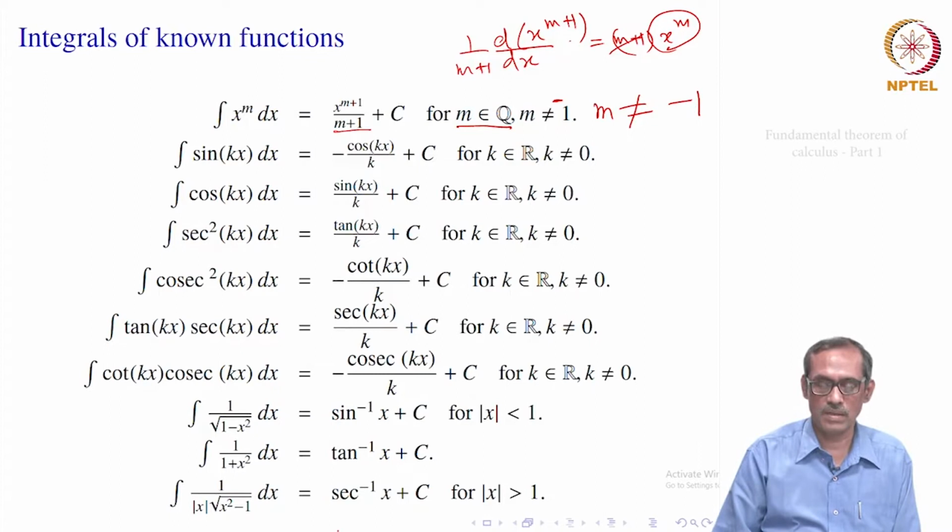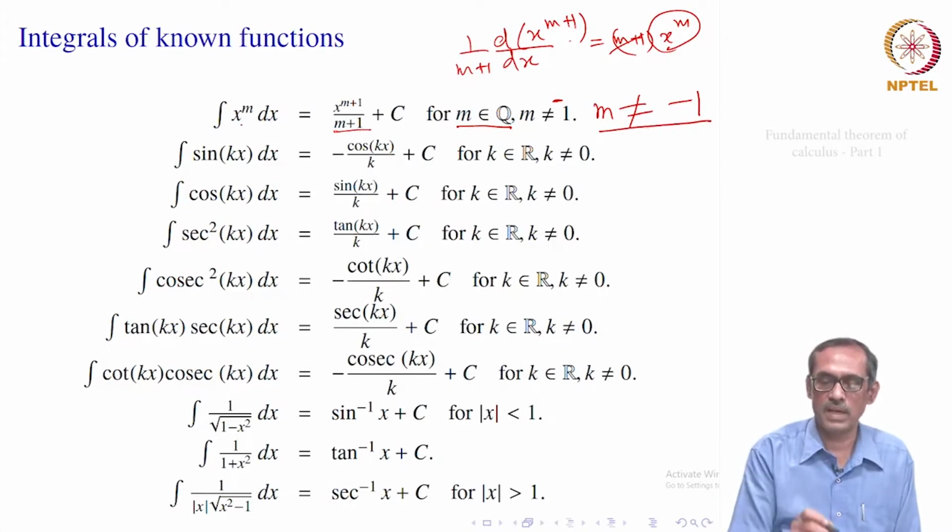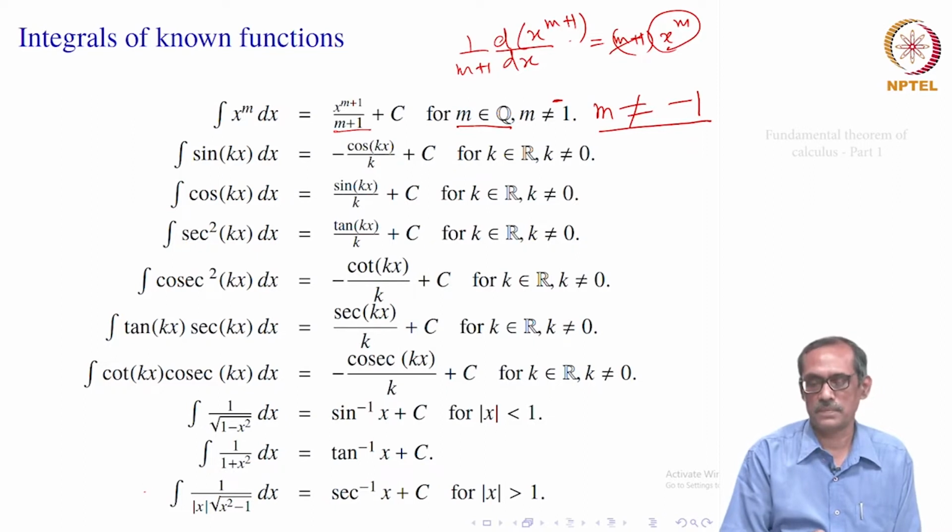For minus 1, what will be the answer? That will come from the logarithm function, because the derivative of log x is equal to 1 by x. From there it should come, but we have not discussed that yet. So, we do not discuss that now. All that we remember is that for m not equal to minus 1, we can apply this formula.